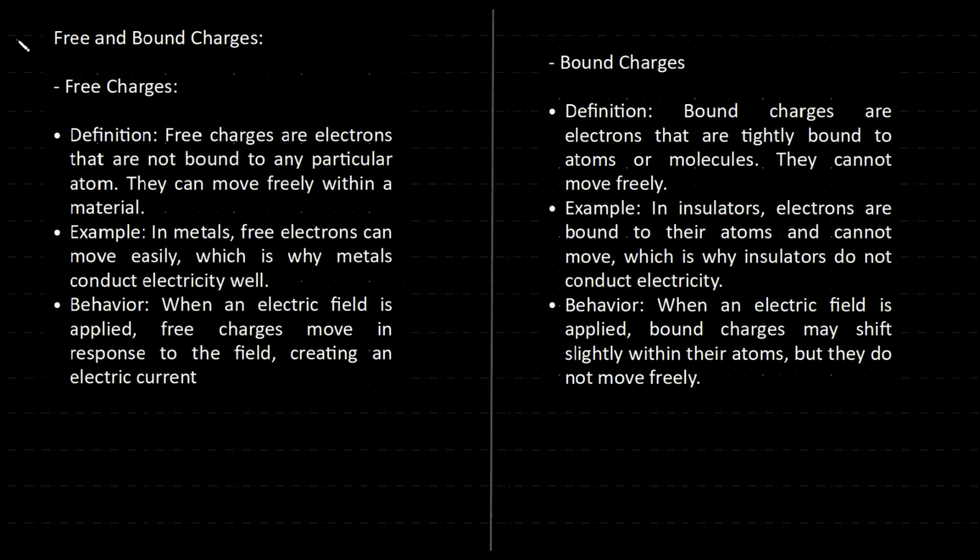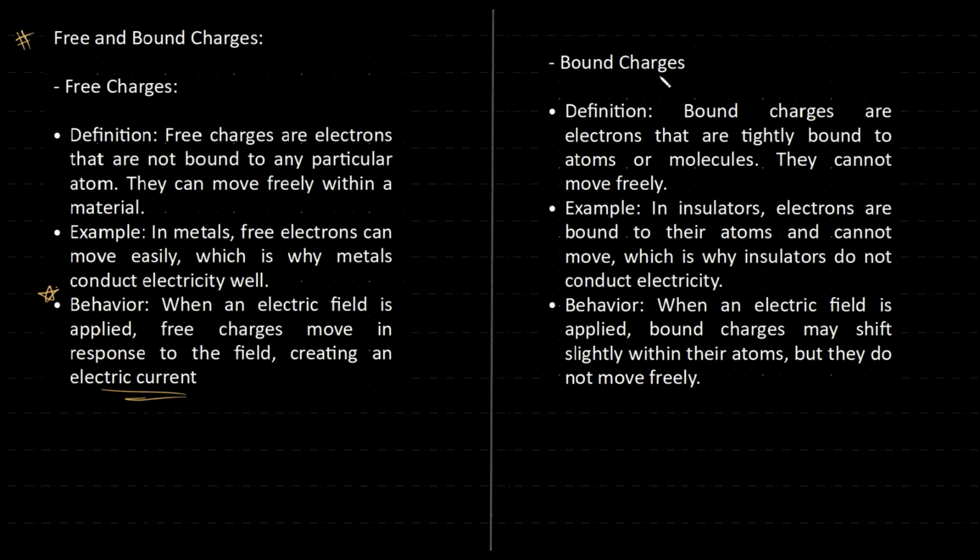Free and bound charges, we kind of got a hint about that. We already know this. Free charges are ones which are not bound to any particular atom and they can move freely within the material. For example, metals, right? But this is what is important, the behavior. When an electric field is applied, the free charges move in response to the field, creating a current. So they respond. Of course, actually, all the charges respond. Here, the response is a lot more noticeable in terms of current.